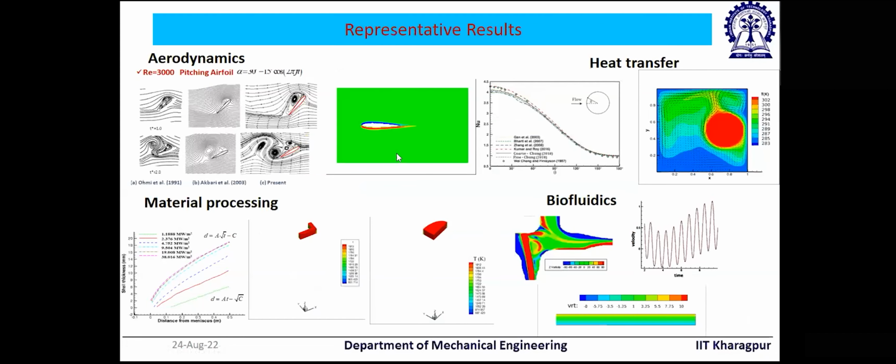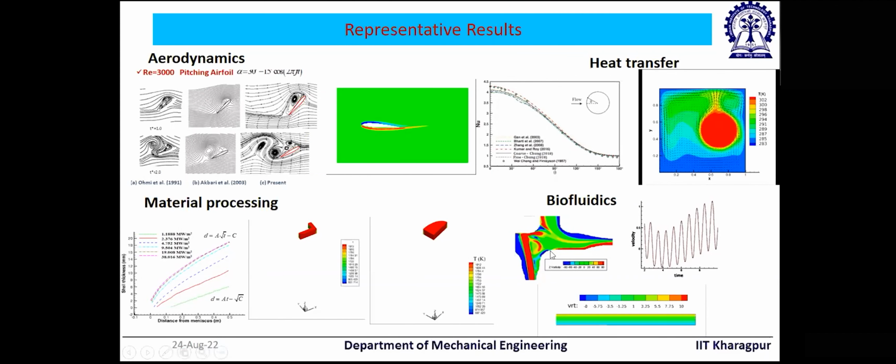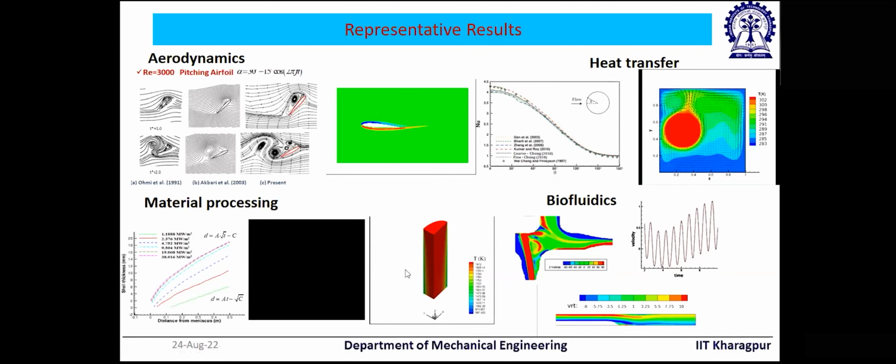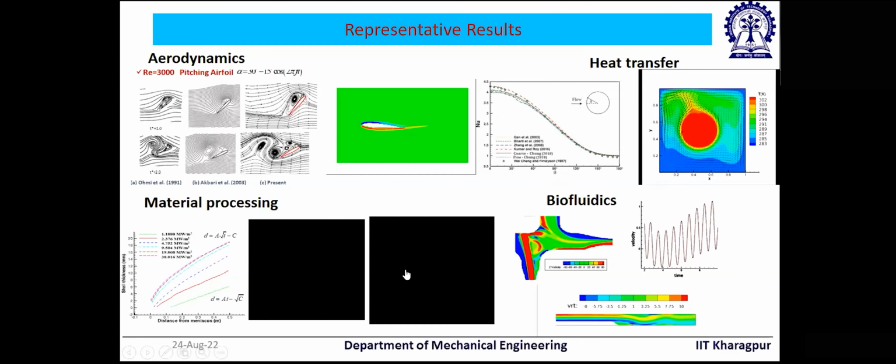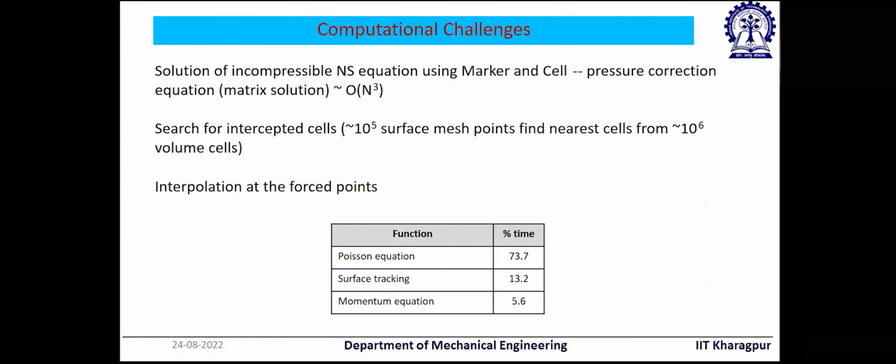There are applications in aerodynamics, heat transfer, arterial flows, continuous casting, or different other material processing. We try to predict what is happening, and how the physics and different engineering parameters can be predicted. The issue comes when we think about large-scale industrial problems.